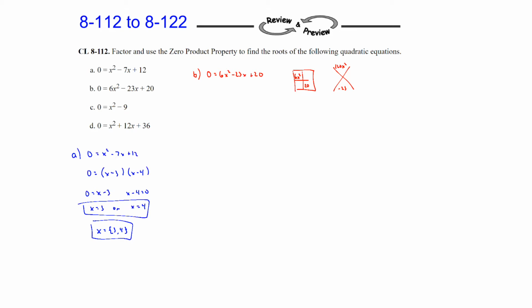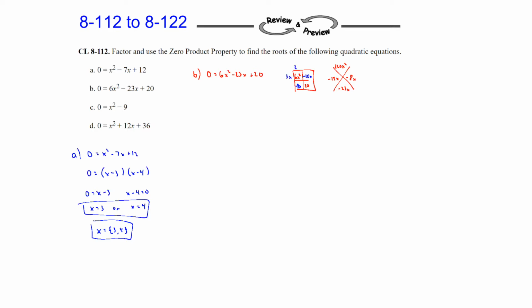So go through your factors of 120. There's a lot of them. Eventually, hopefully, you're able to see that negative 15x and negative 8x will multiply to give you 120x squared, and they add to give you negative 23x. And so we'll plug these into our generic rectangle.